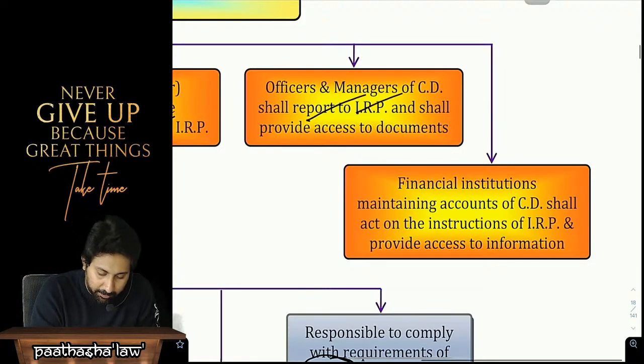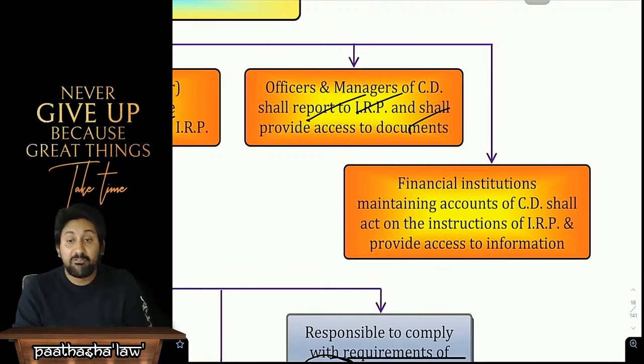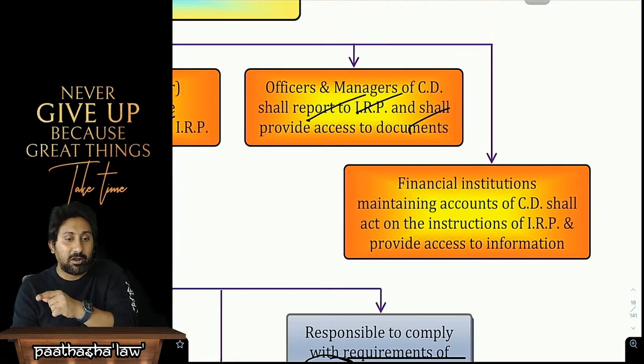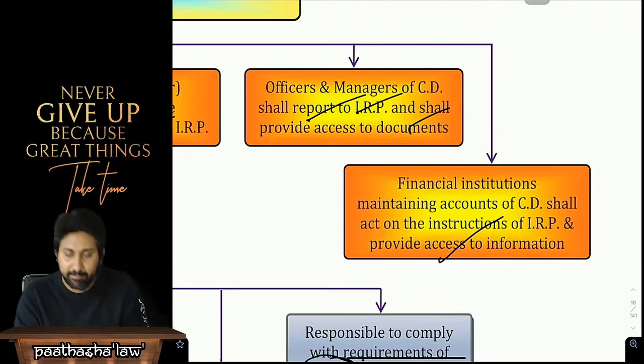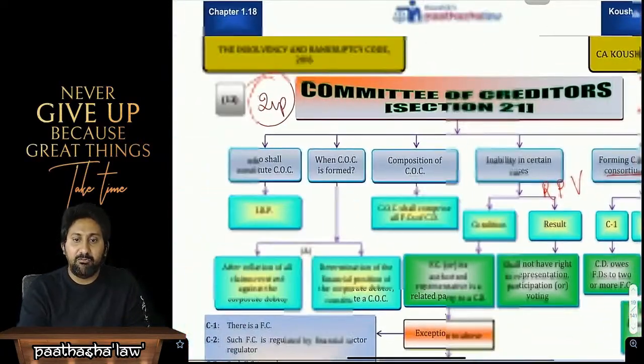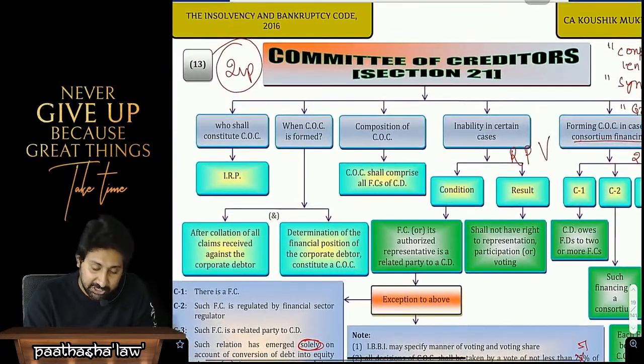Okay, so they shall report to the IRP and shall provide documents. Financial institutions will give information only to the board of directors. Now you should give it to the IRP. Next one, very important section.